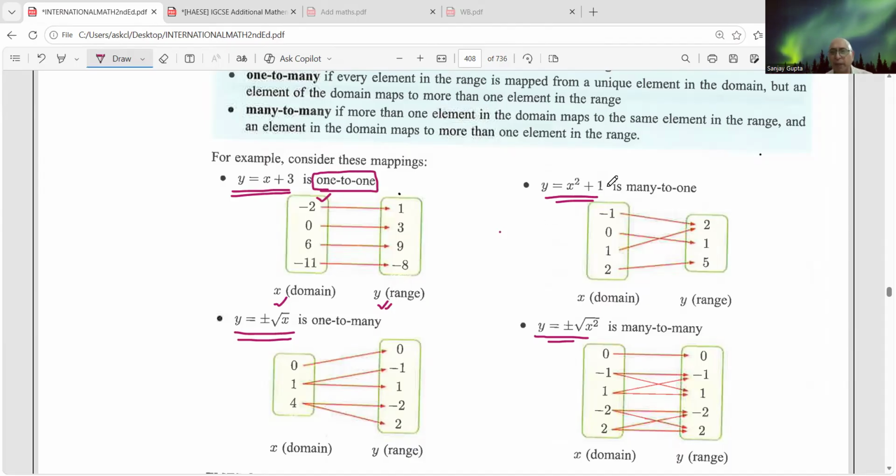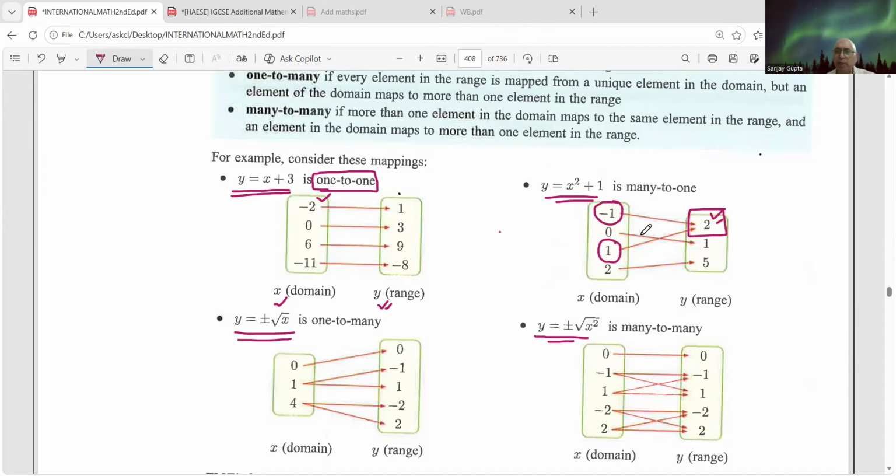Second is y is equal to x square plus 1. Now you know x square. If x is 2, then x square is 4. If x is -2, then also x square is 4. So -1 squared will be 1, 1 plus 1 will be 2. And if I input 1, then I am getting 2, because 1 square is also 1, plus 1, 2. So both -1 and 1, the two x values, are mapped to the same y value of 2.